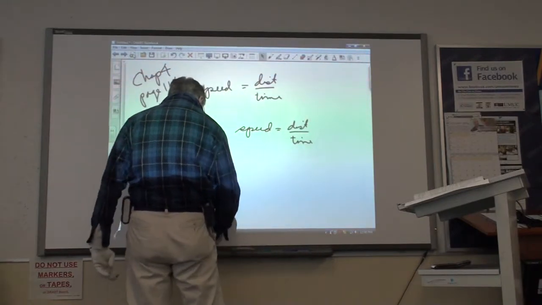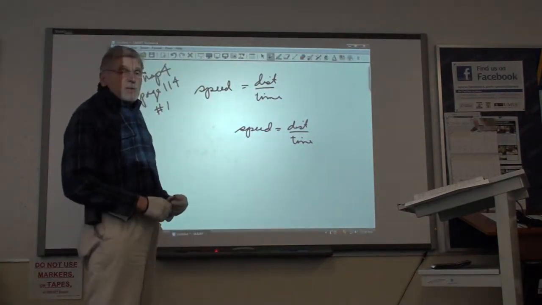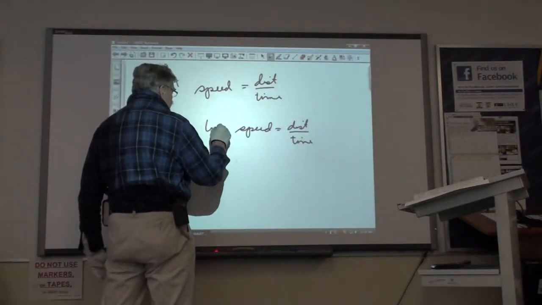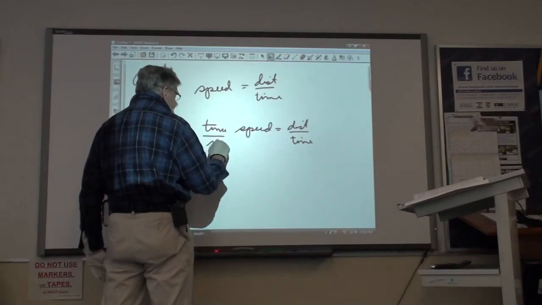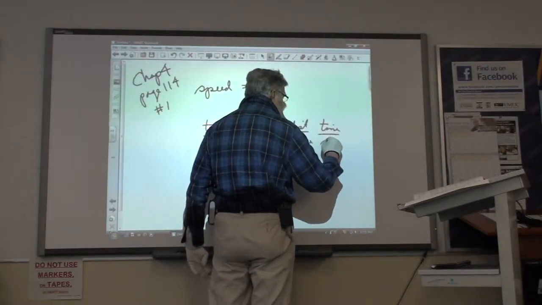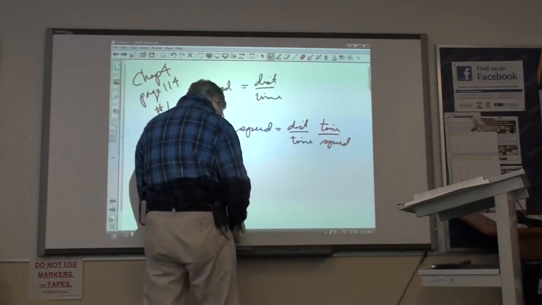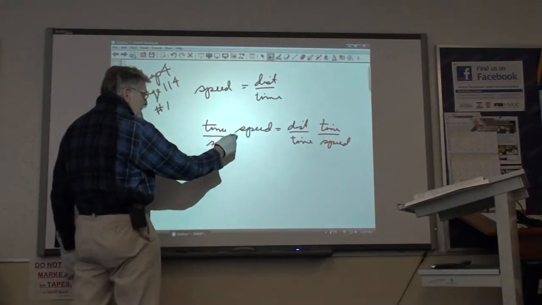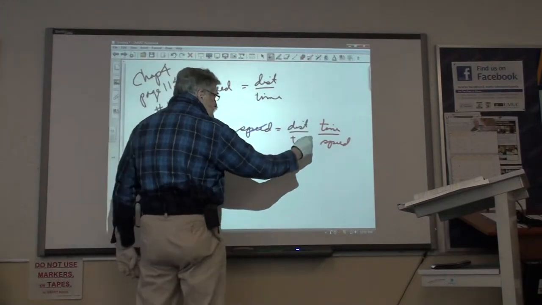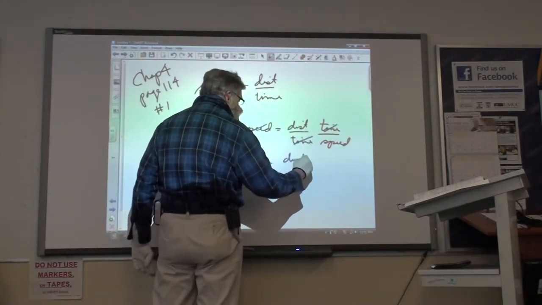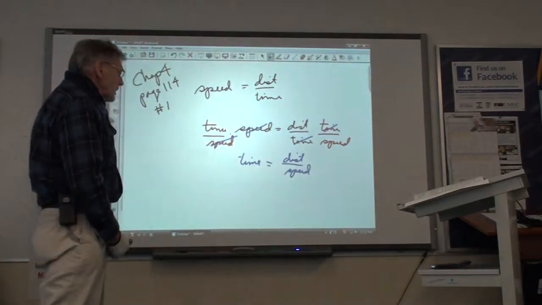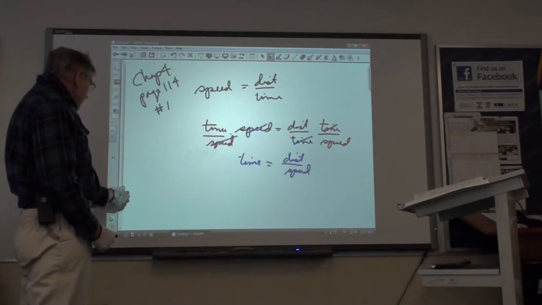Now, if I multiply both sides of this equation by the same object, then the equation continues to be true. So I'm going to multiply this side by time divided by speed, and I'm going to multiply this side by time divided by speed also. And what you observe is that on this side, the speeds cancel out, and you're left with time. And on this side, the times cancel out, and you're left with distance over speed. So we have inverted the standard equation to find time, since that's what we're looking for.